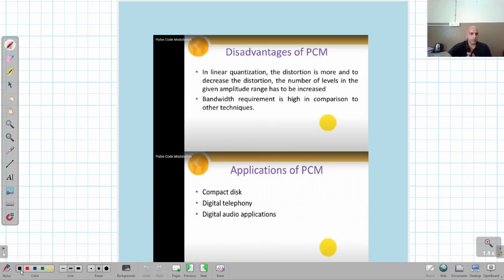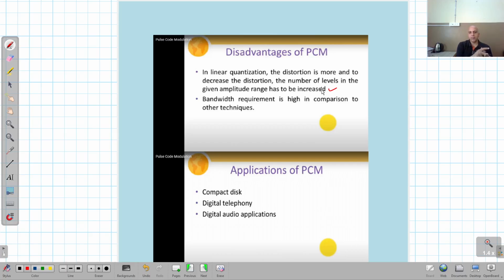Disadvantages include that in linear quantization the distortion is more, and to decrease the distortion, the number of levels has to be increased. But this is a drawback. If I increase the number of levels, the bandwidth requirement will also increase. So this is the main problem that I discussed in the beginning. If I want to reduce the distortion and noise, I have to increase the levels of representation of the information, but that again creates another problem, the bandwidth requirement. So this is the drawback.